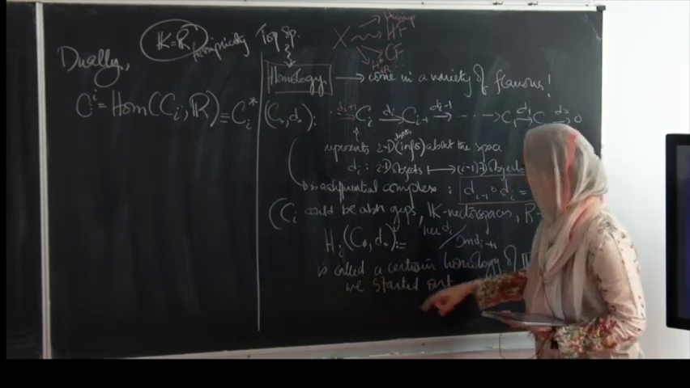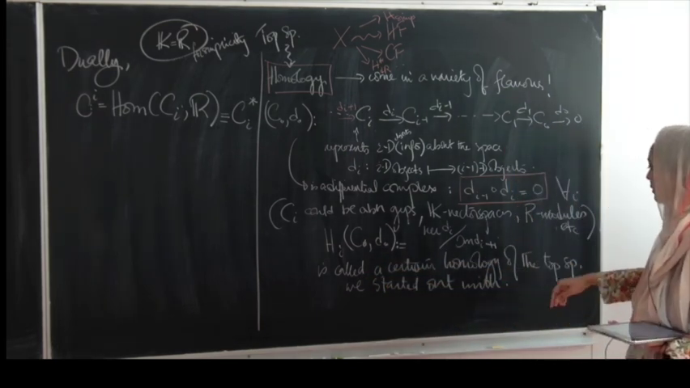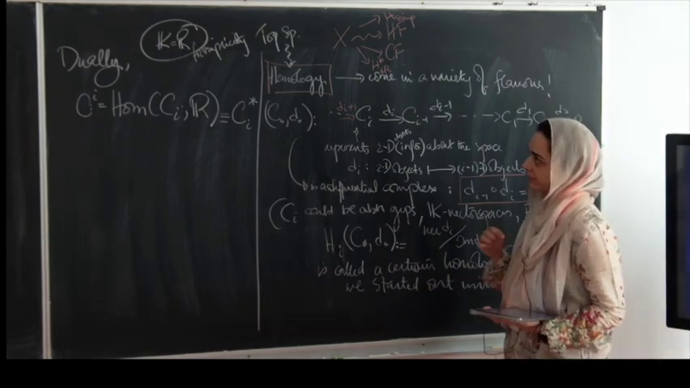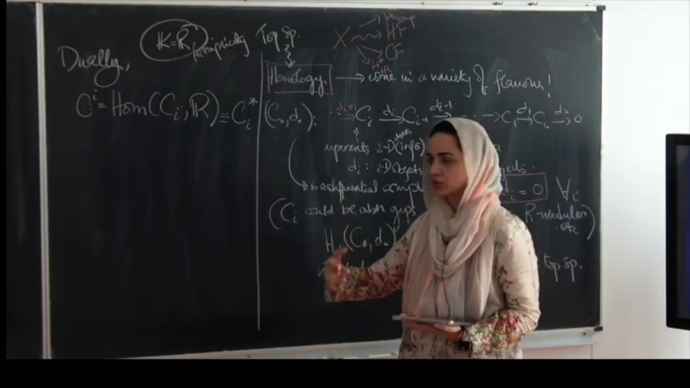Okay, so this is called a certain homology, whichever flavor you're talking about, of the topological space we started out with. So you can dualize this construction. What does that mean?